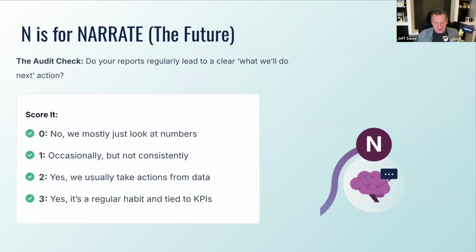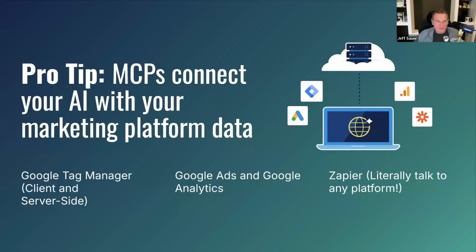And the other thing is, they call it human in the loop with AI. Narration is your human in the loop. You are the human that's interpreting things. Okay. So my pro tip for the narration piece is to use MCPs.